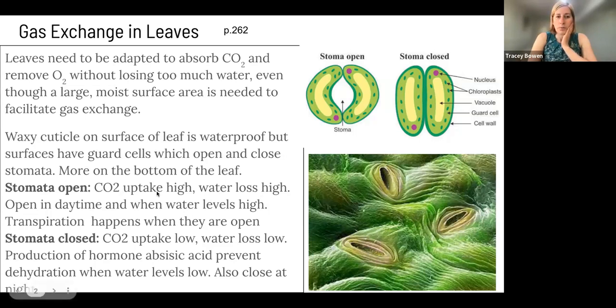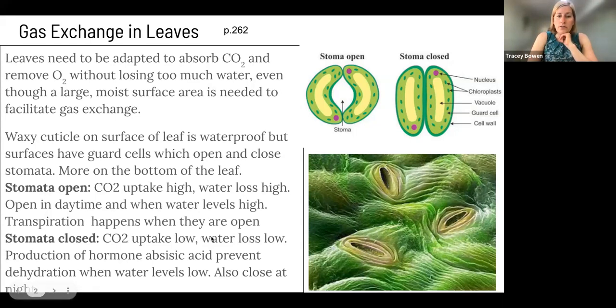So when the stomata are open, CO2 uptake is high, water loss is high. They're open in the daytime when there's sunlight and when water levels are high. Transpiration, which is the pull of water from the roots up through the xylem to the leaves, is going to happen when the stomata are open. And this is how plants get their water. They need to pull it up from the ground. And so the stomata need to be open in order for transpiration to occur.